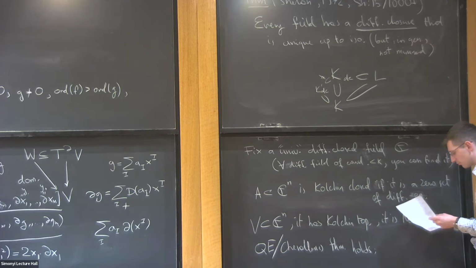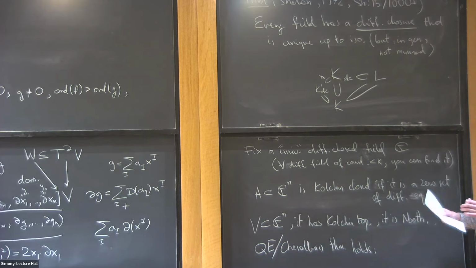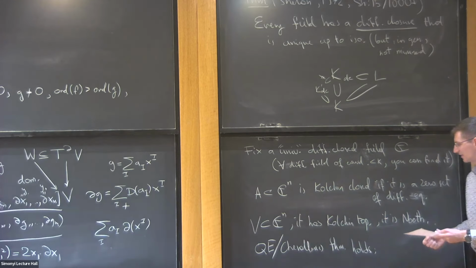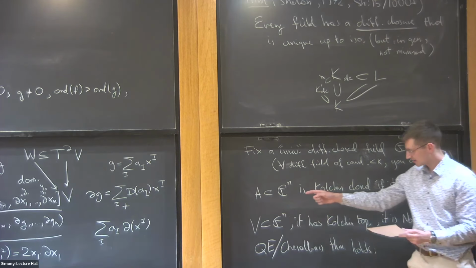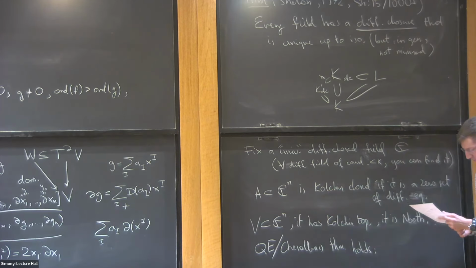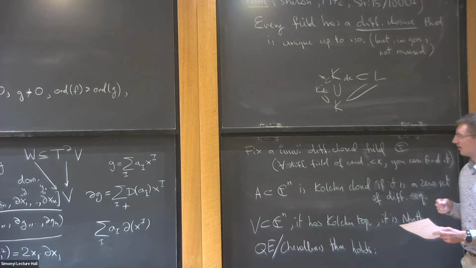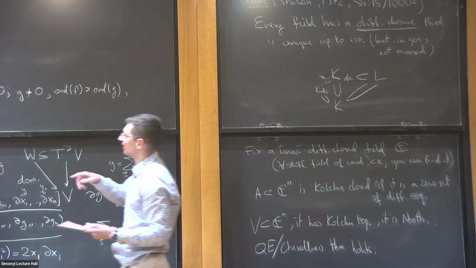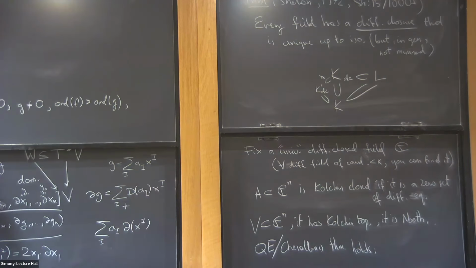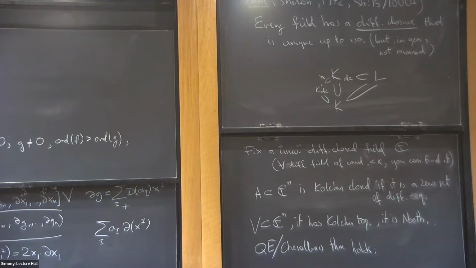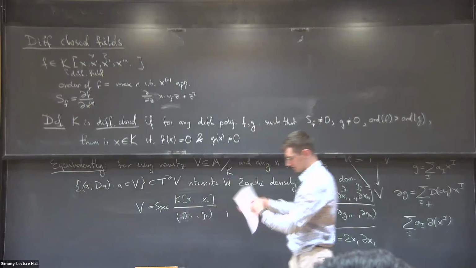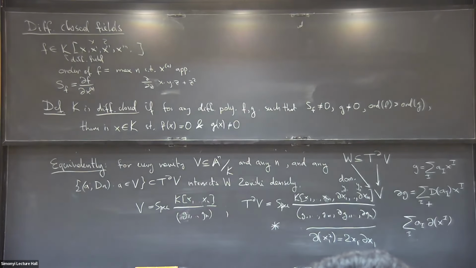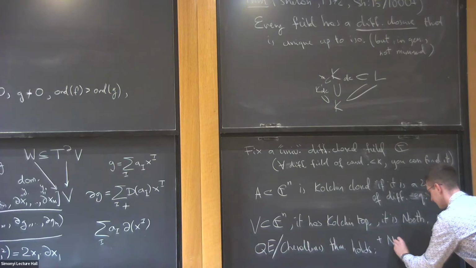And then there's also Nullstellensatz in this setup, which sort of already showed up here, that Kolchin closed subsets are in bijection with radical differential ideals of such rings. But now maybe I have n variables. So also there's a Nullstellensatz.